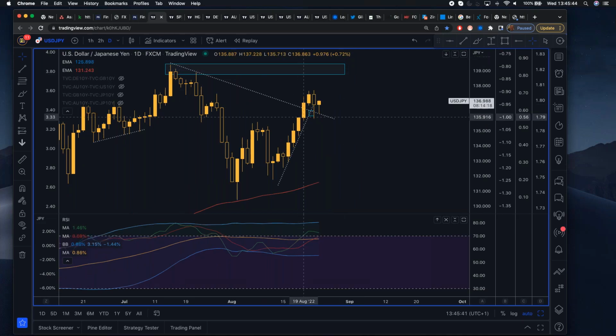Obviously, there's always a risk. The risk to this is if you get some indication that the Fed will be more dovish, then that will send this lower. Now, if we get a dovish Powell, these are the best trades to look at.